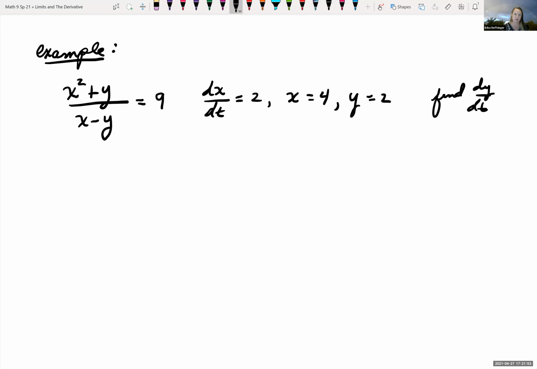Looking at another example, we have x squared plus y, all divided by the quantity x minus y, and this is equal to 9. We're given dx/dt is 2, x of t, which it just says x, but it's a function of t, is 4, and y of t is 2, and we want to find dy/dt. So we want to take the derivative of both sides. I notice when we take the derivative on the left-hand side, we need to use that quotient rule.